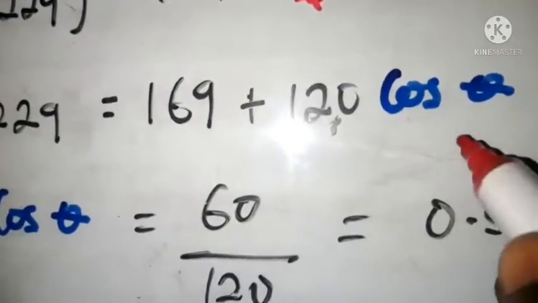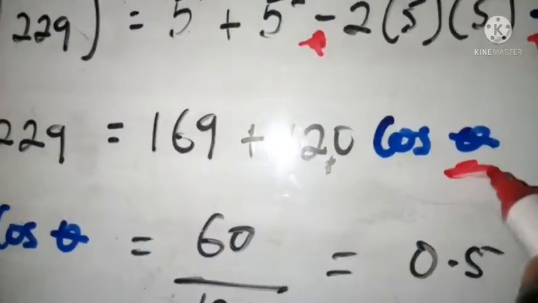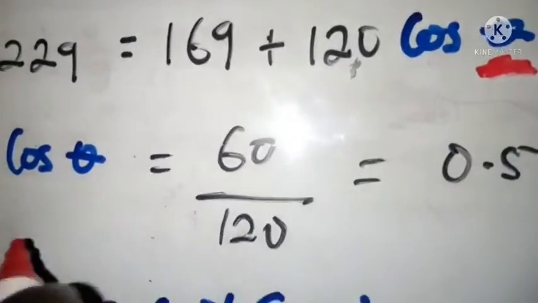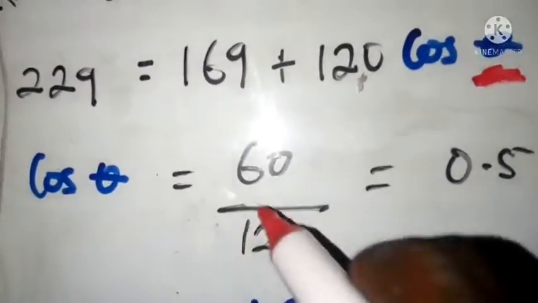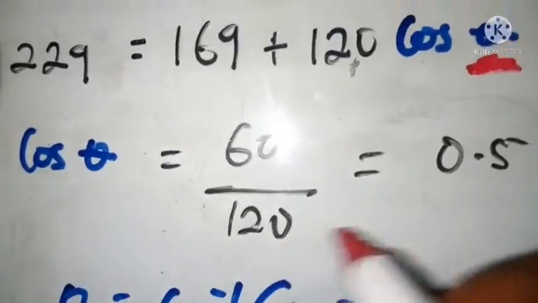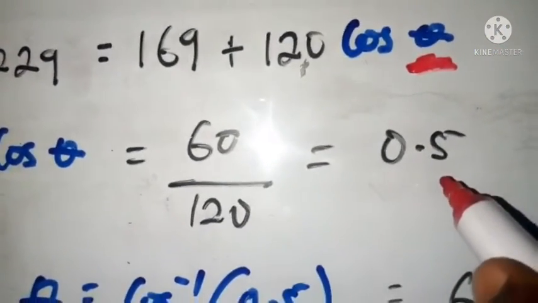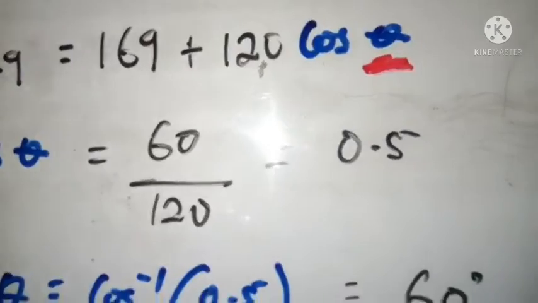So what are we looking for? We are looking for just this angle. If you do the calculation, you should arrive at cos theta equal to 60 over 120. So that should be 0.5.